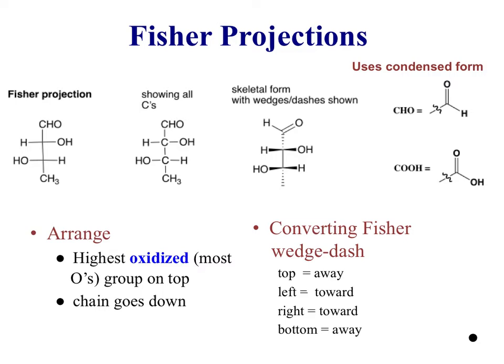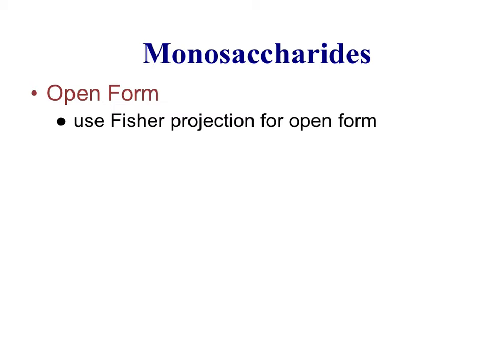Now this is made for sugars. This is the best thing about Fischer projections: it works really well for sugars, and we're going to see why. So just one more thing before we really dig into this, just a reminder, we're going to use Fischer projections for all the open forms of monosaccharides. So we're not going to use line bond for these. It doesn't work as well, and we'll talk about why later.